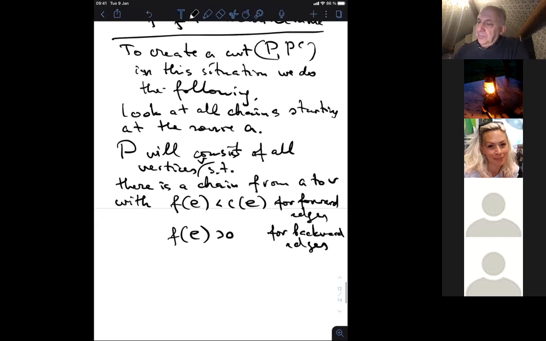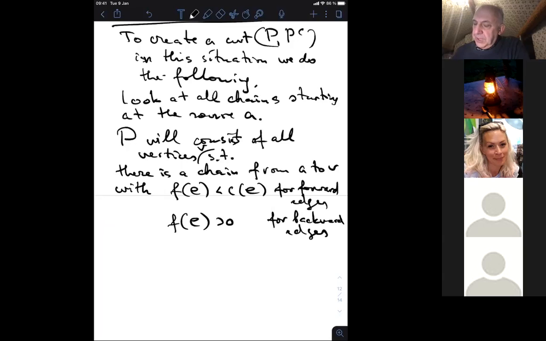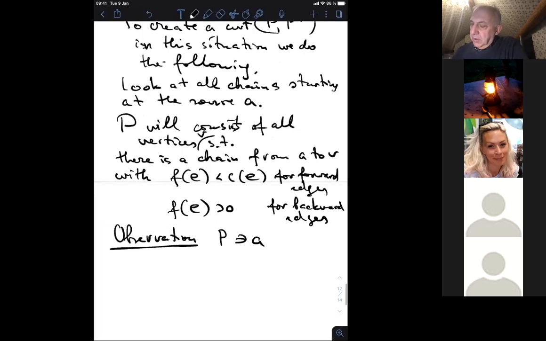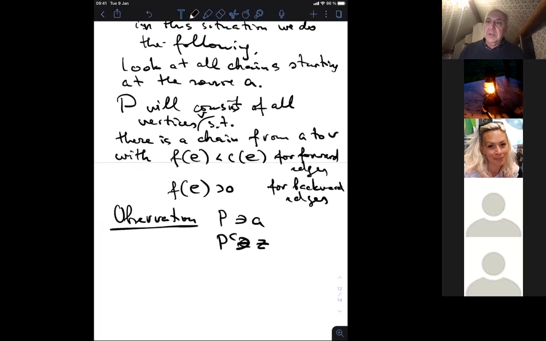Okay, so P is non-empty. Observation: P contains A. By our assumption, P complement contains the sink, because we know there are no augmenting paths from A to Z with this property. So Z would be in the complement.